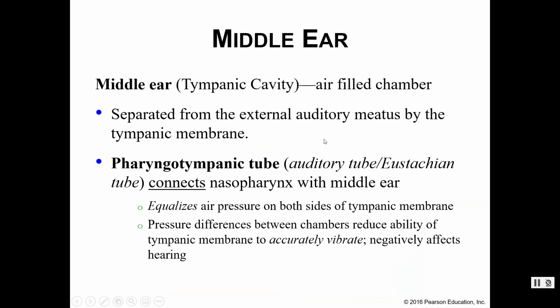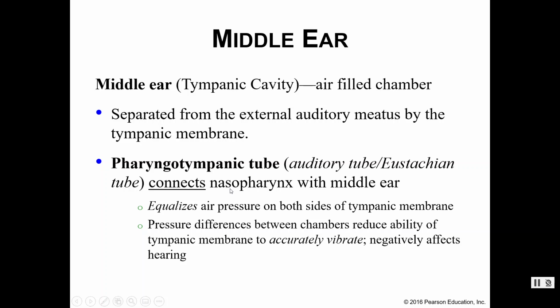Now, the tympanic cavity, also known as your middle ear, is an air-filled chamber. We just said that we're going to separate from the external auditory meatus at the tympanic membrane. So again, that eardrum is that dividing line. This is where we find our pharyngotympanic tube opening. You might know it as your auditory tube. You might know it as your eustachian tube. Again, it's one of those structures that has 25 different names. It's all the same thing.